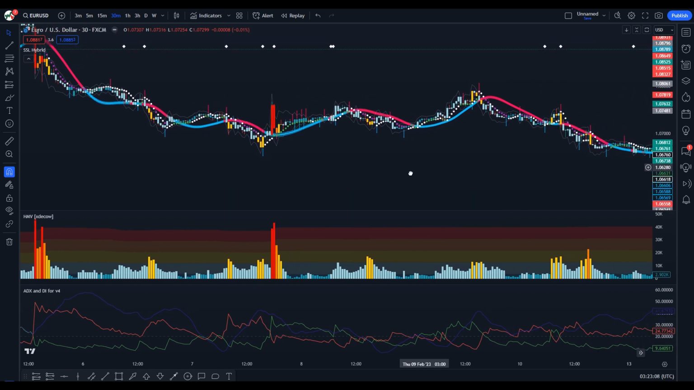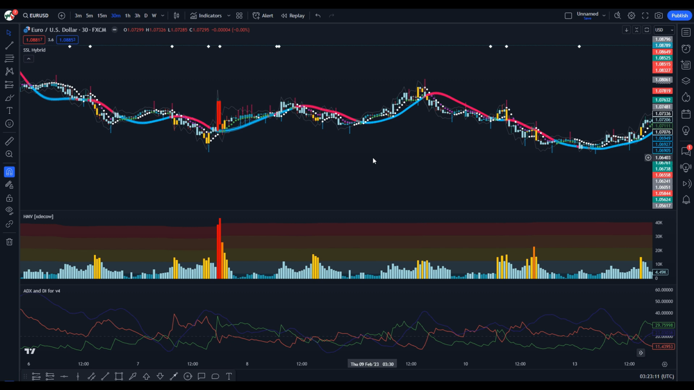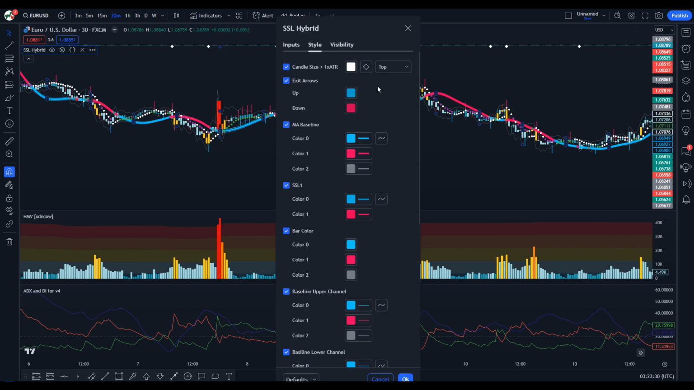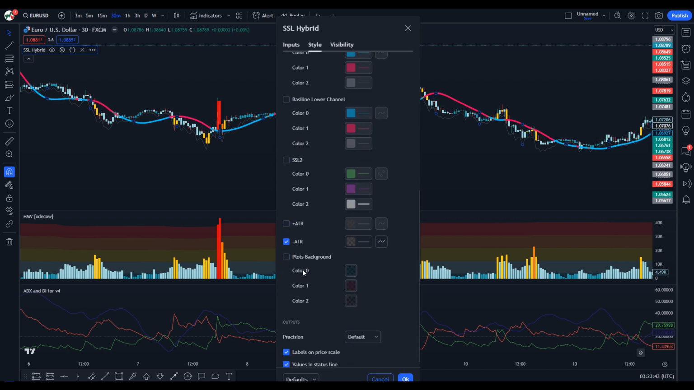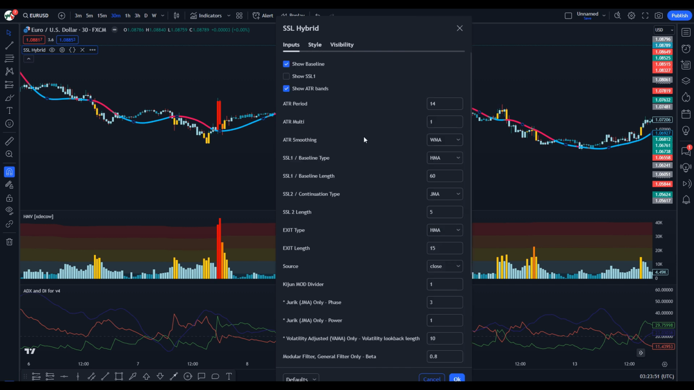Okay, now we need to configure the settings on these indicators. So let's go first with SSL hybrid. In the style section, let's uncheck everything except for this MA baseline. Now let's change the MA length from 60 to 200. Also let's change the baseline type from HMA to LSMA.